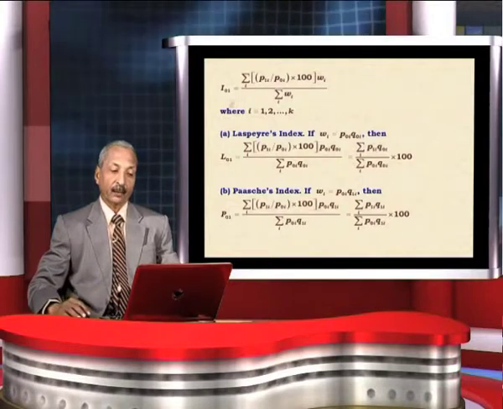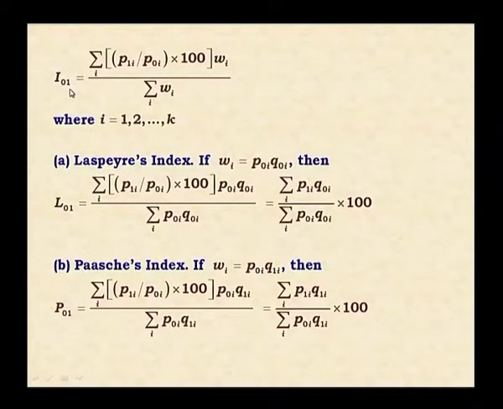So, look at this formula. We denote the index number by I01. Now, this equals sigma of P1i divided by P naught i, multiplied by 100 times Wi. That is, the ratio P1i divided by P0i is multiplied by Wi and divided by sigma Wi. That is, we can see that I01 is nothing but the weighted average of these price ratios.